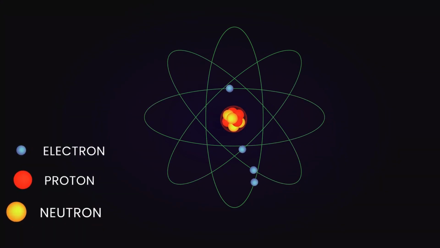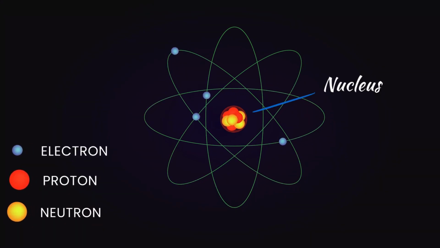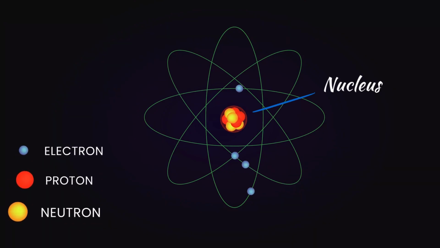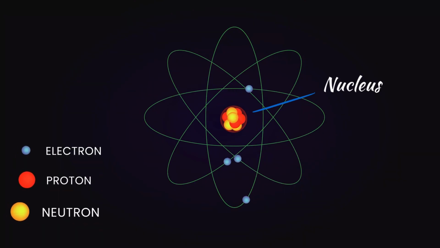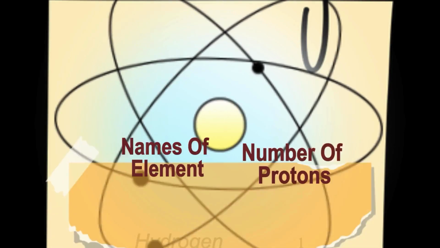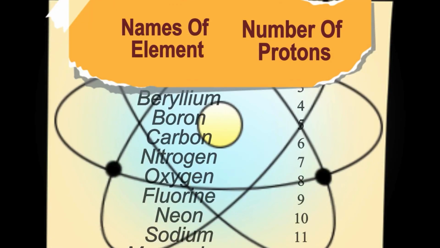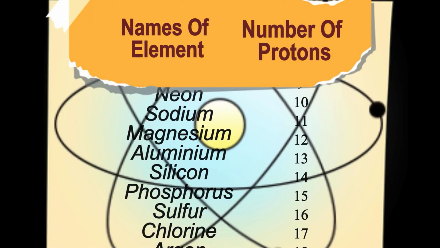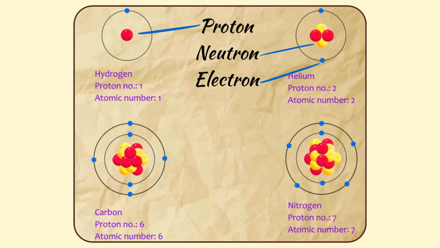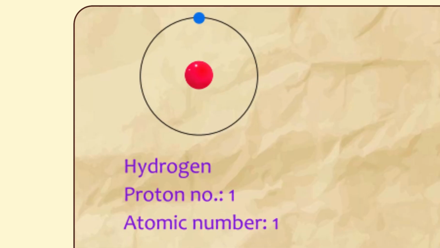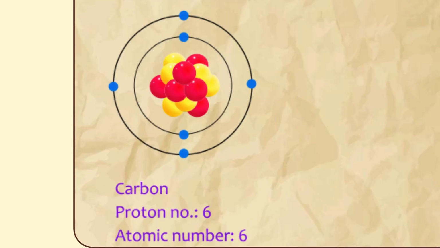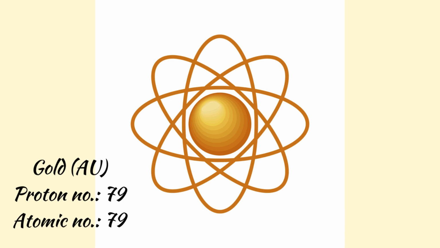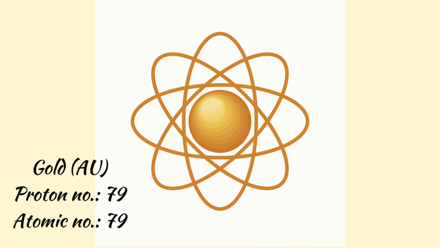Protons and neutrons are the center part of an atom, and they are called the nucleus of an atom. Electrons, on the other hand, revolve around the nucleus freely, and they can travel from one atom to another. The number of protons in an atom determines which element it is. For example, if an atom has 1 proton, then it is a hydrogen atom and its atomic number is 1. If an atom has 6 protons, then it is a carbon atom with atomic number 6. Similarly, if it has 79 protons, then it is gold.